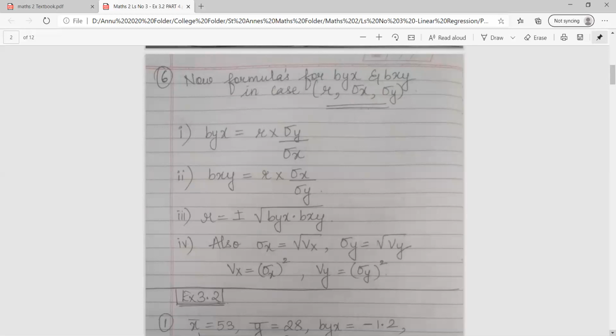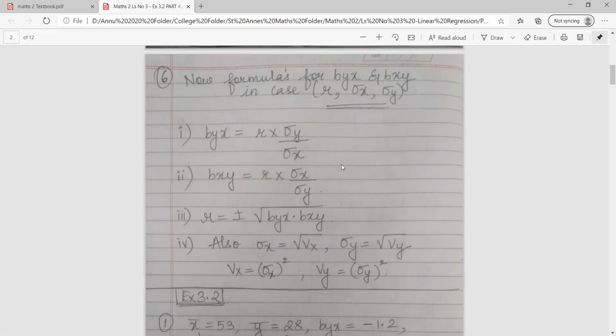Now, in order to find the regression coefficients Byx and Bxy when tables were given, we had to calculate using big formulas. Remember, we used to find the covariance, then divide it by the variance of x or the variance of y. Now, today's exercise is really very interesting and very easy. Today we'll be calculating Byx and Bxy by using small formulas. That is, when in your question you'll have r, the correlation coefficient between x and y, and also the standard deviation of x and standard deviation of y will be given to you.